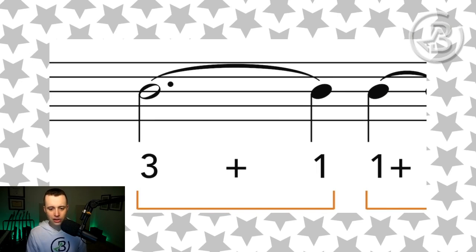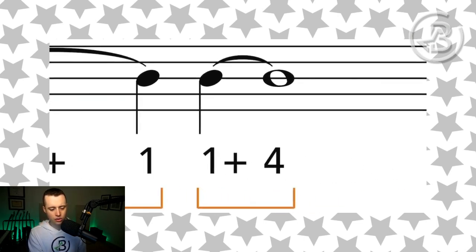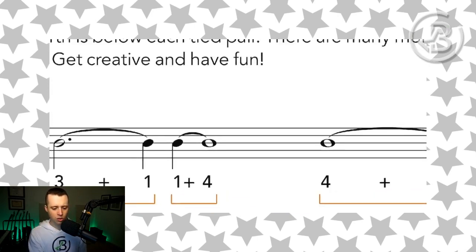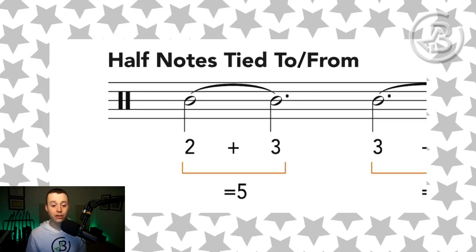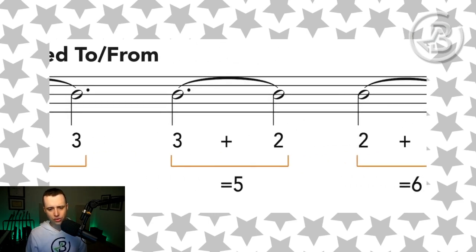A dotted half note tied to a quarter note, that's 3 beats plus 1 beat. That equals 4 again. And a quarter note tied to a whole note, which would equal 5 beats or 5 counts, as the inverse as well. 4 beats, 4 counts for the whole note, plus 1 beat, 1 count for the quarter note equals 5 beats or 5 counts. Now let's look at some tied half notes. So if we tie a half note to a dotted half note, that's going to be worth 5 beats, 5 counts, because 2 + 3. The inverse is true. 3 beats plus 2, that's going to equal 5 beats.